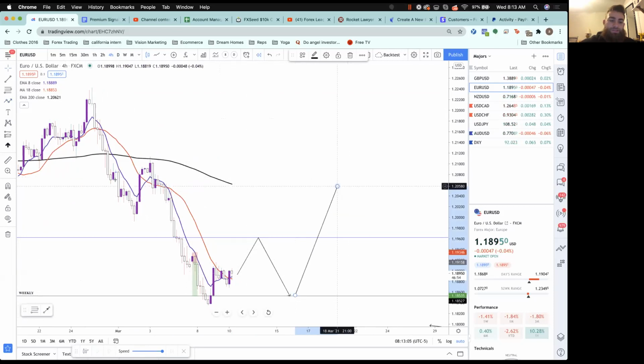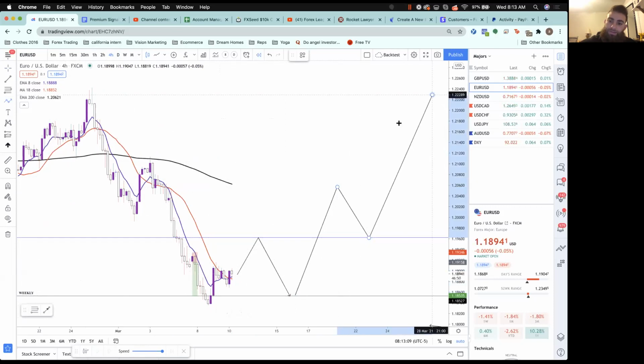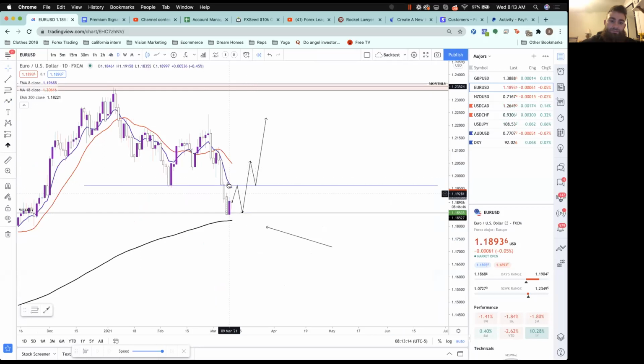Or very simply, if price breaks that resistance, if we bump back up to the daily, so if price breaks this resistance level, obviously, the trend is changing, it's very bullish. So then at that point, I would be trying to take buys.